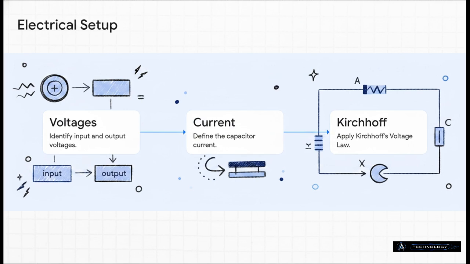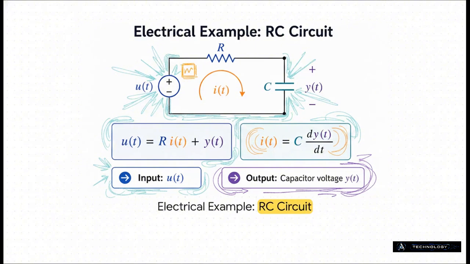Okay, let's completely switch gears and cross over into an entirely different physical realm. We are leaving mechanics in the dust and entering electronics. We're going to do this by identifying our voltages, defining our capacitor current, and applying Kirchhoff's voltage law to an electrical circuit. Think about a standard series RC circuit. The exact same current flows through both the resistor and the capacitor. By Kirchhoff's voltage law, the total voltage we push into the system has to equal the voltage dropped across the resistor plus the output voltage across the capacitor.